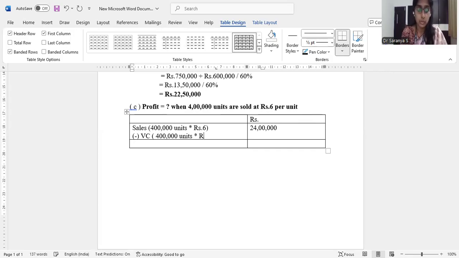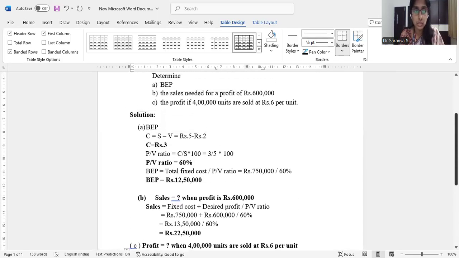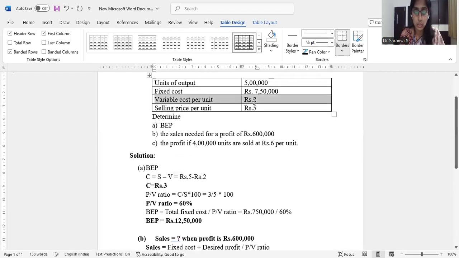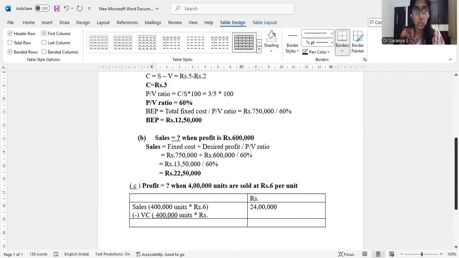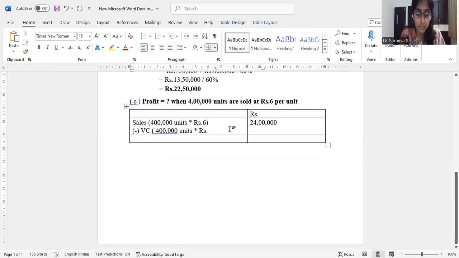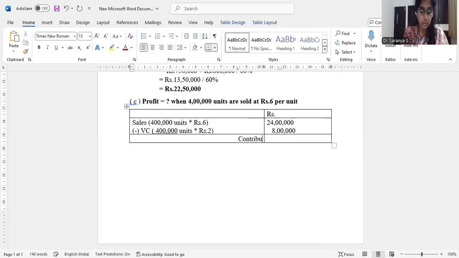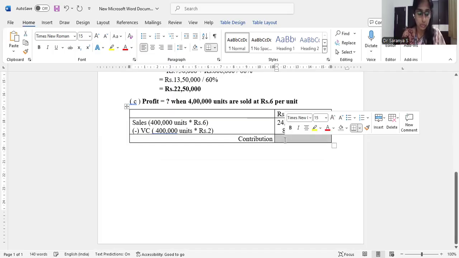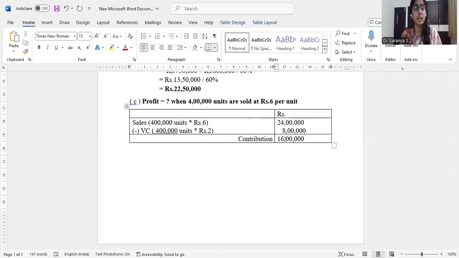Variable cost, units sold is 4 lakh only. Correct. So what is the variable cost? As per the question, we have variable cost per unit as rupees 2. Okay. So we will not take this PV ratio. Here the variable cost is rupees 2, but the output is 5 lakh rupees. Correct. We are selling only 4 lakh. So into 2. Okay. So it has become 8 lakhs. Okay. So now sales minus variable cost is what? Contribution. Okay. So 24 minus 8, 16 lakhs.